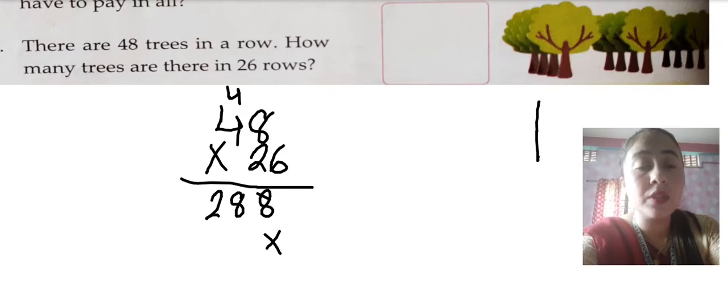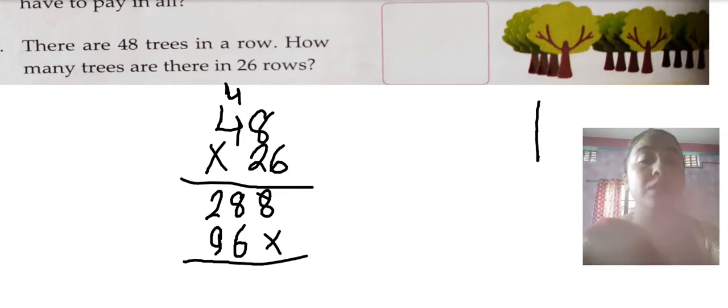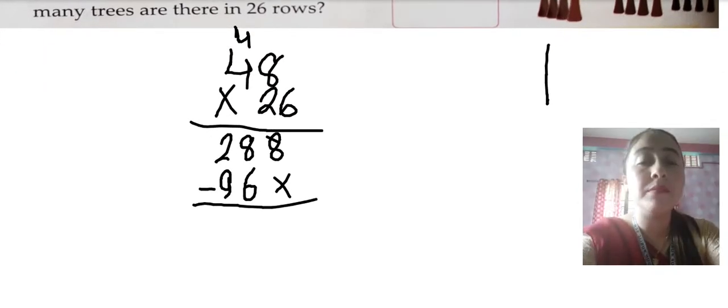You have to put a cross for 2 steps multiplication. 8 2s are 16, 6, 1 I will add here, and 2 4s are 8 plus 1 is 9. So my answer is, now you have to do the sums. This is a 2-step multiplication, children. You have to do the sums.